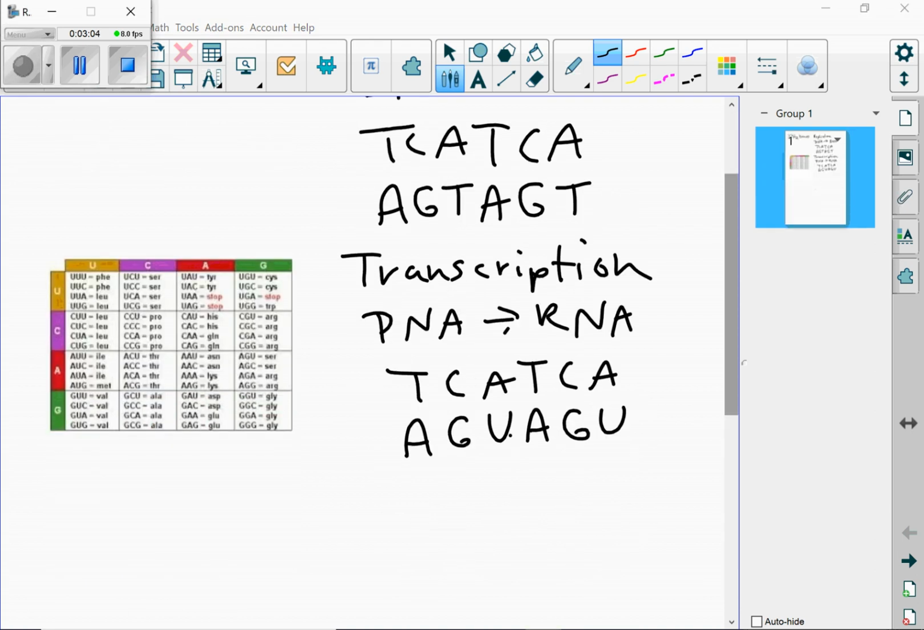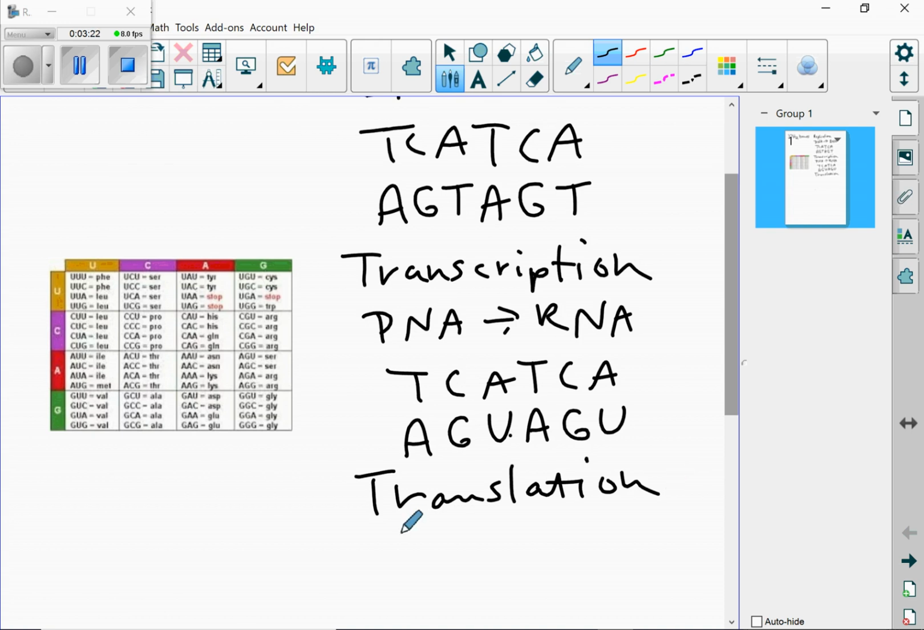Okay, guys, so now we're going to talk about translation. Another word for translation is protein synthesis, because we're making a protein. So if you hear that term, just know that it's the same as translation.